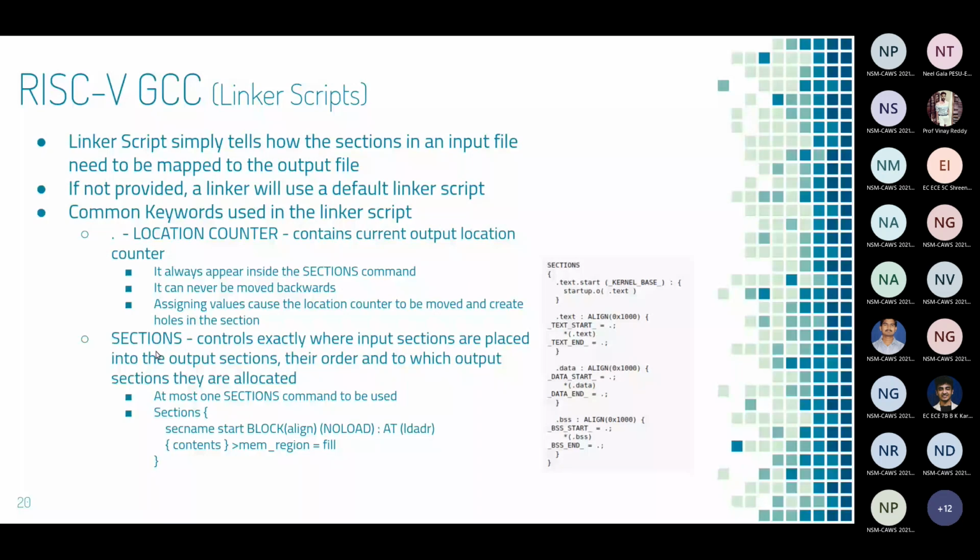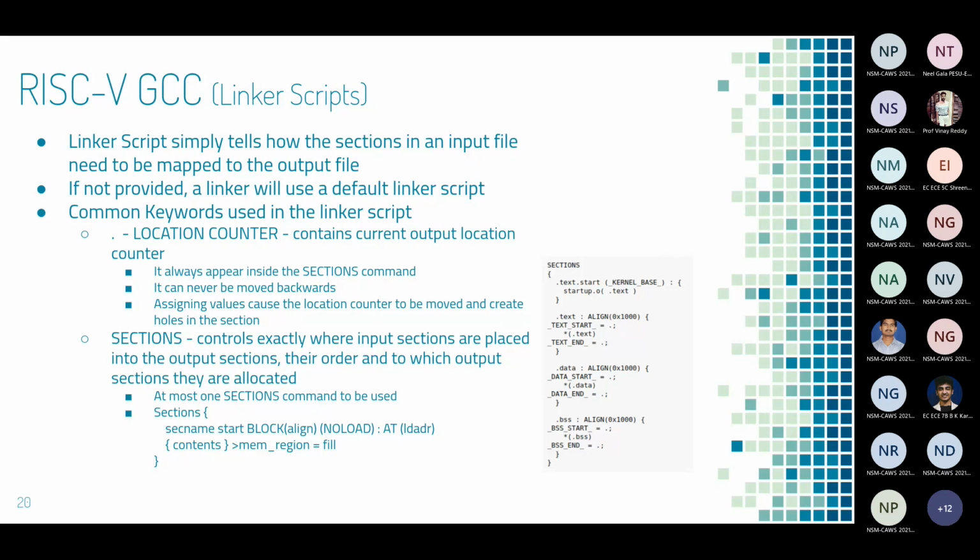Yeah. And then this particular SECTIONS command controls where the input sections are placed, and how input sections are mapped onto which output section, and so on. So at most only one SECTIONS command should be used, and each and every node in the SECTIONS command should look something like this. The sec name basically says the name of the output section. So in the ELF, if you look, there will be .text, .start, .text, and .data and .bss sections, right?